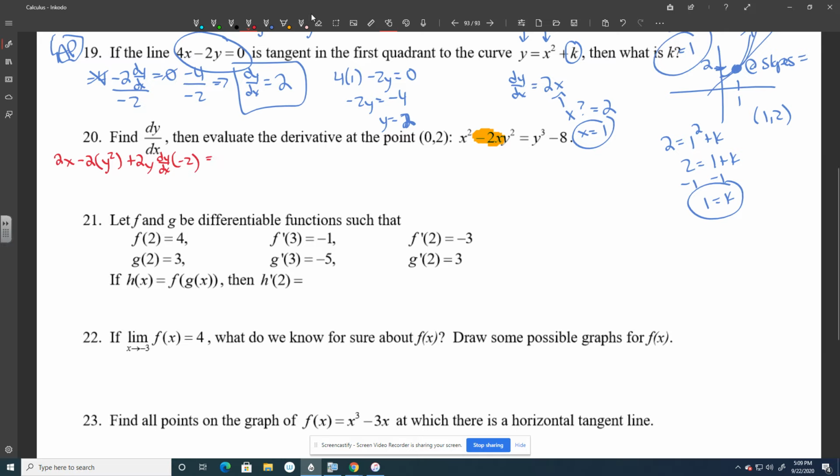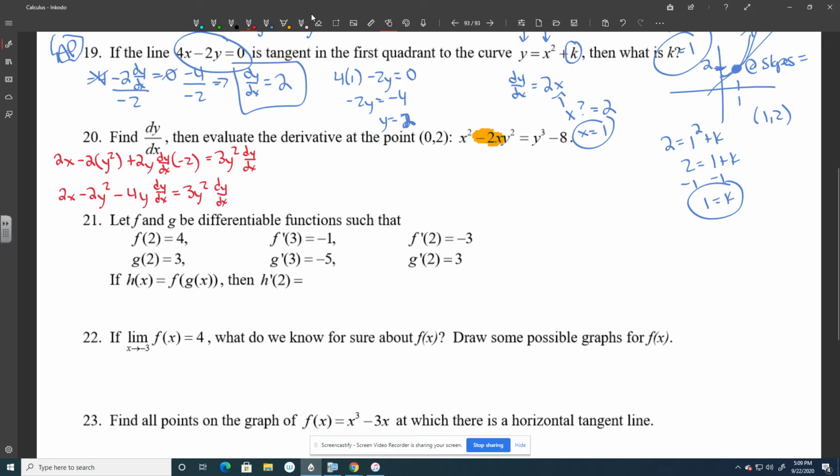And that's going to equal the derivative of y cubed, which is 3y squared dy/dx. And the derivative of minus 8 is nothing. So I've got a pretty messy equation right here. Let's clean it up just a little bit. This is 2x. This is negative 2y squared. This negative 2 can move to the front and become minus 4y dy/dx. And that's going to equal 3y squared dy/dx.